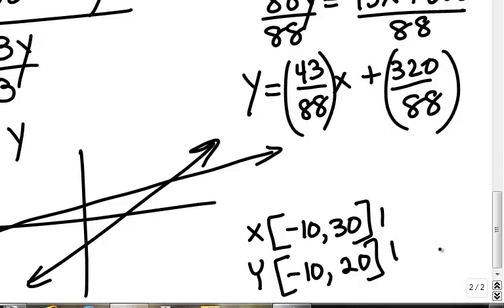Just press 5. Okay, and then get your cursor close to that point of intersection. It's on the first curve, press enter. It's on the second curve, press enter. Guess, press enter.